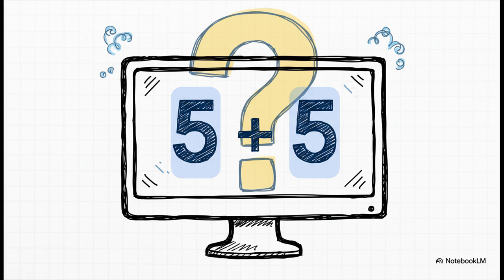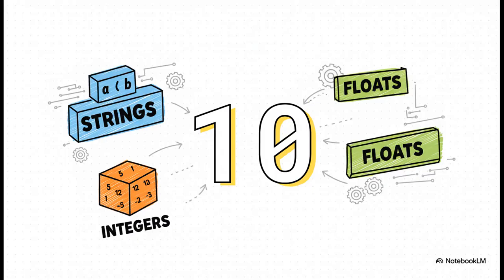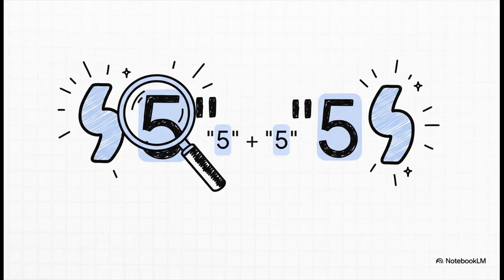5 plus 5. Simple, right? We all know the answer. But the real question is, what does a computer think the answer is? Yep, exactly what you'd expect. 10. No surprises here. The computer sees two numbers, it does the math. Easy peasy. Okay, but what if I write it like this?